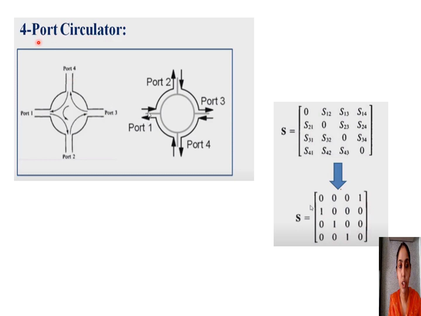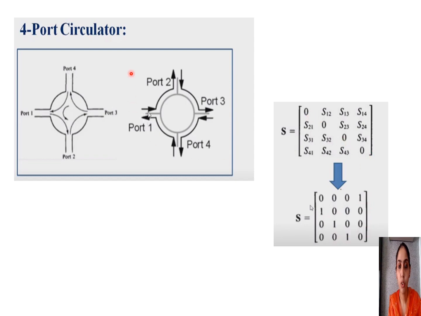So this is a figure for a 4-port circulator. The same working principle applies: in a circulator, the wave propagates in a circular fashion, either clockwise or anti-clockwise. Being a 4-port device, the S matrix here is a 4 cross 4 matrix. You can see we have written the diagonal elements to be 0. Since it is a 4-port device, all 4 junctions can be perfectly matched, so we can assume the diagonal elements to be 0.